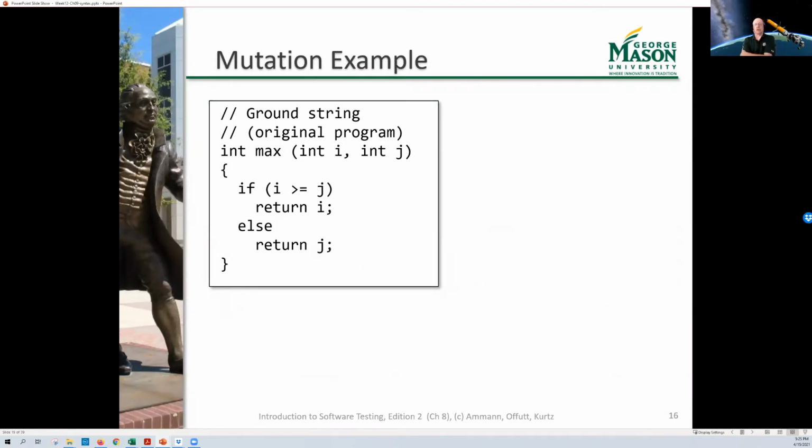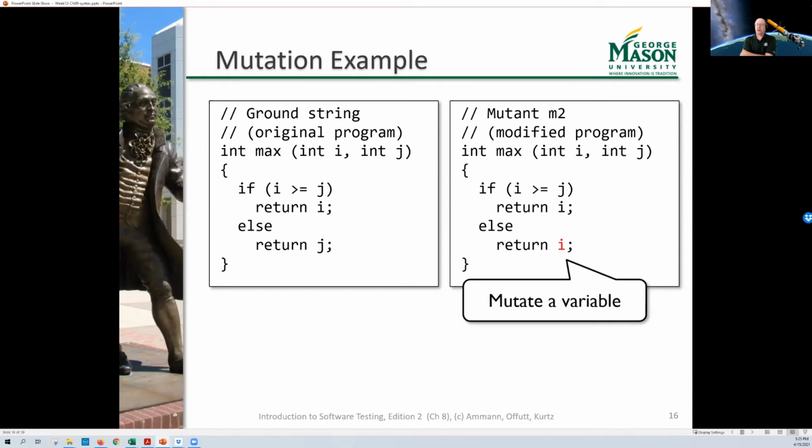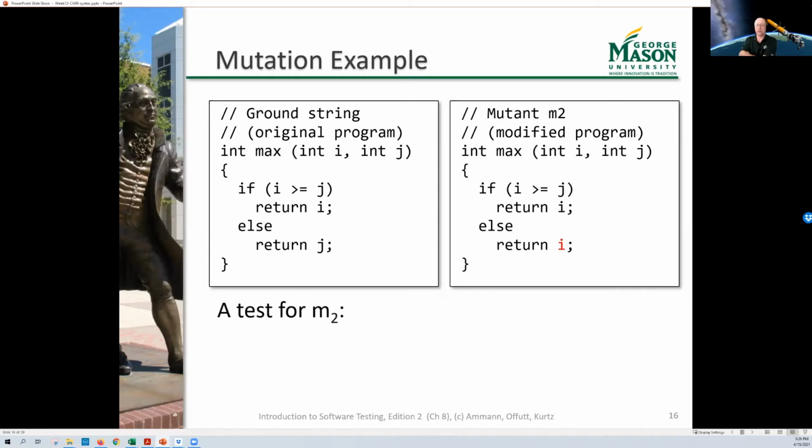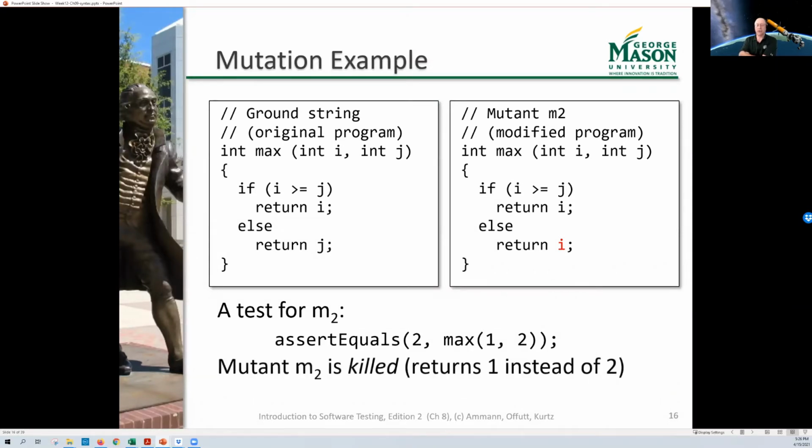So let's make another mutant. All right, we'll mutate a variable. We'll change return j to return I. Can I kill this mutant? Anybody have a suggestion? Yes, when j is greater. When j is greater. Sounds good. All right, so how about we assert equals 2, max of 1 and 2, and our original will return 2, and our mutant will return 1. Great.